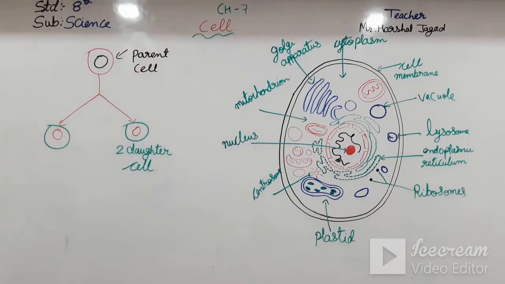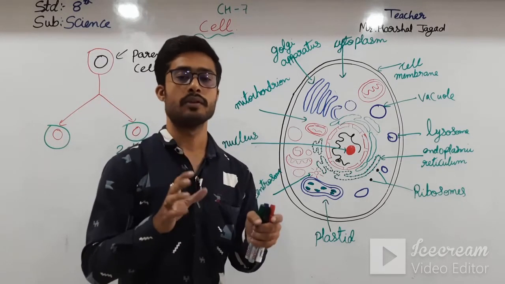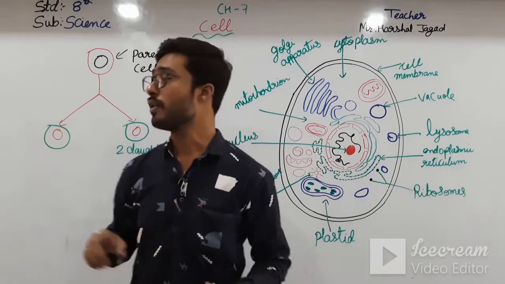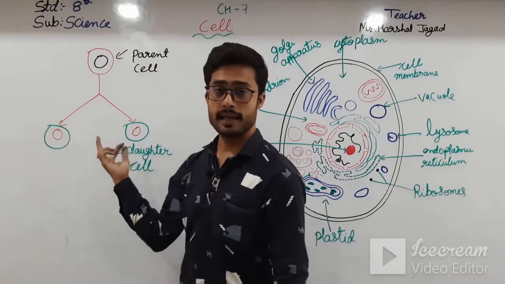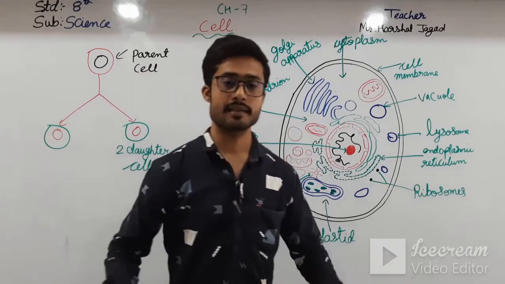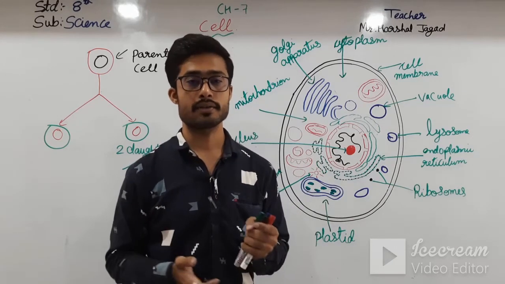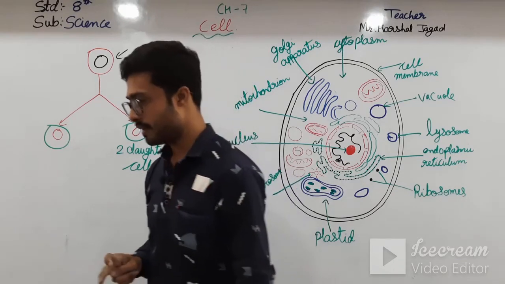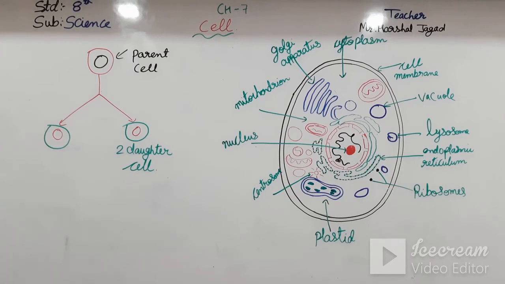So, we all know when we are small, there were not many cells. As we grow up, why do we grow? Because the cell size increases and then they divide, and as the number of cells increases, our body grows more and more. Okay students, so here we have just completed chapter number 7, that is cell.